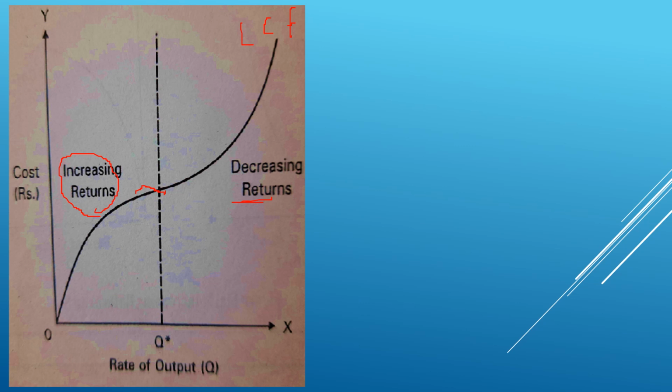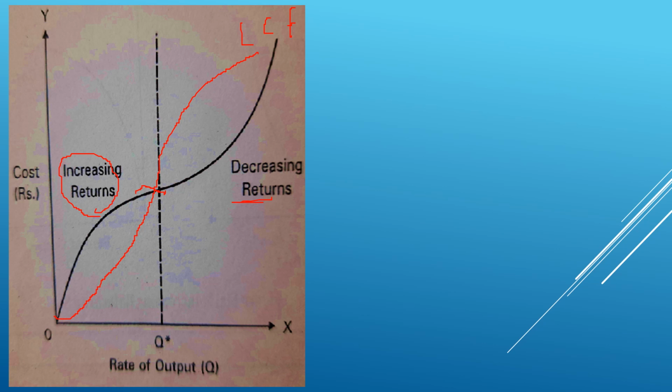If I draw the long run production function, how does it look? It looks like this. It's just the replica of the long run cost function. The question arises: in the short run production function, the shape looks like this, and in the long run cost function, the shape also looks like this. Then what is the difference between the short run cost curve and the long run cost curve?